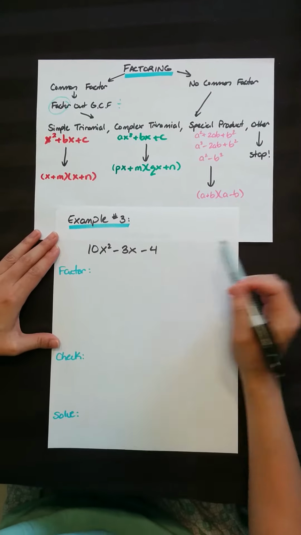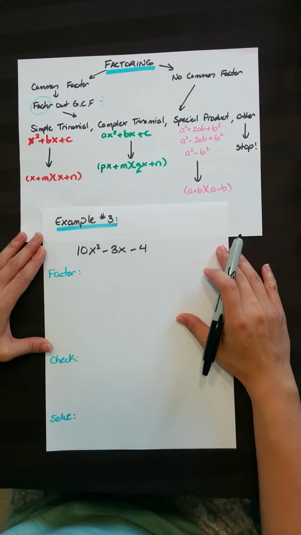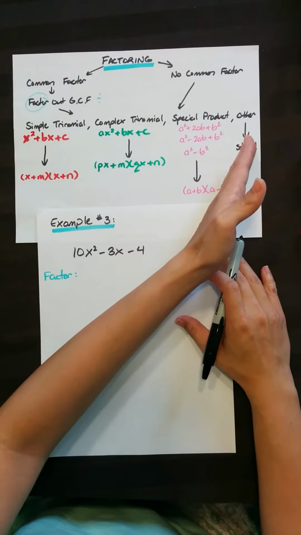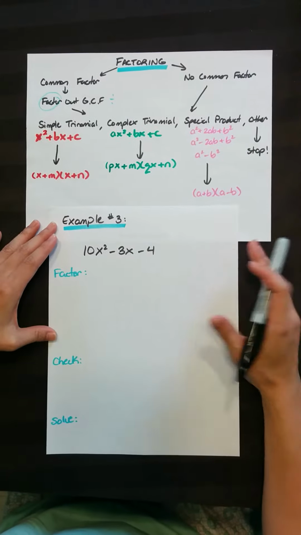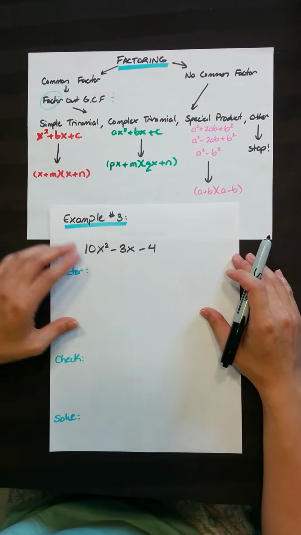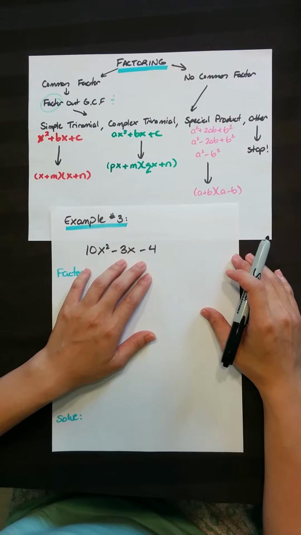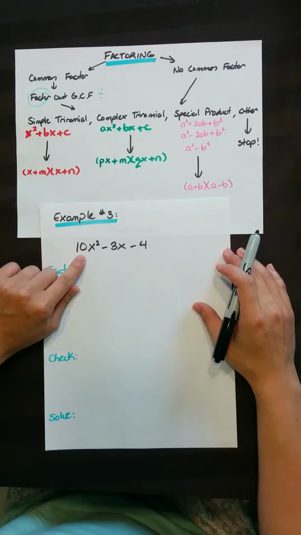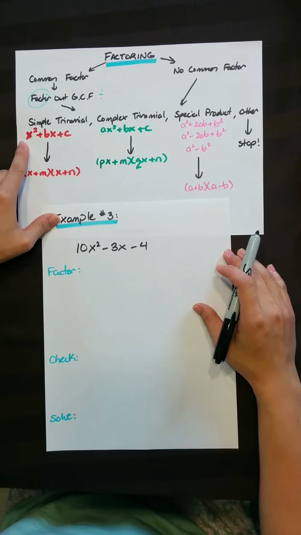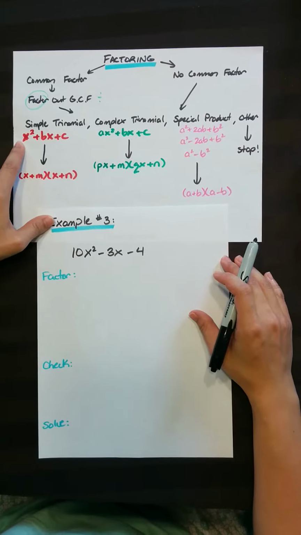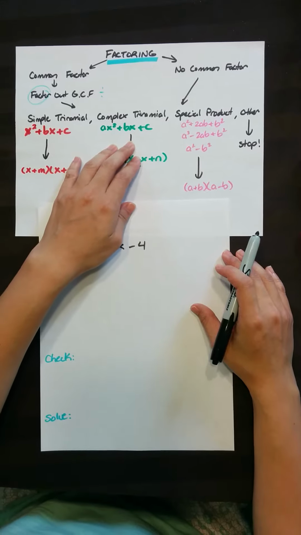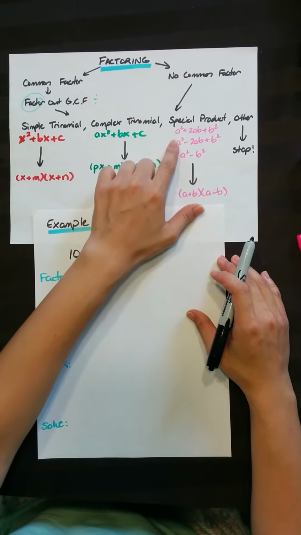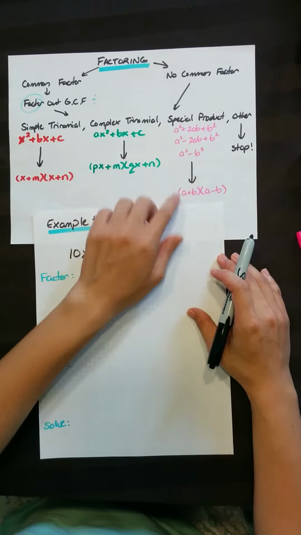All right, our third example. Okay, so taking a look at each of our different types of trinomials and binomials, I'm saying, well, this example doesn't match this one, although it looks very close. There's a 10 in front versus, remember, the simple trinomials only have a 1 in front. So I'm thinking it's probably a complex trinomial, or it could be one of these special products, maybe not this one.